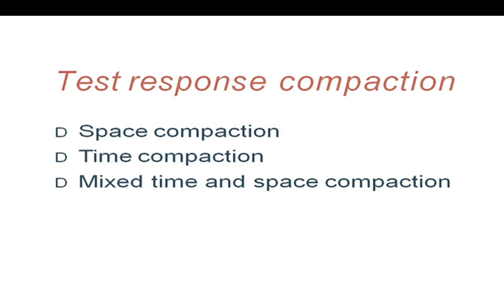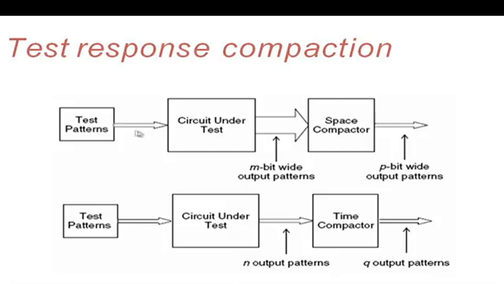So now it comes to the test response compaction at the response. We can have space, time, and mixed space and time compaction. This is the architecture: we apply a pattern to the circuit under test. We get an m bit wide output pattern. Now if we have a space compactor, we get p bit wide patterns.